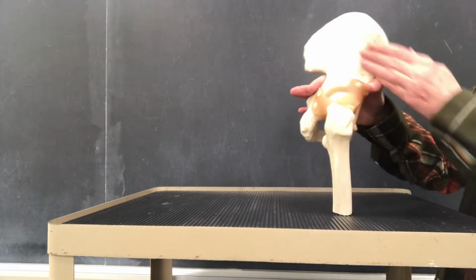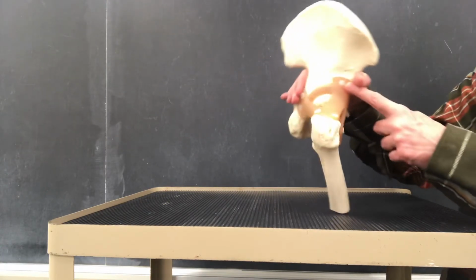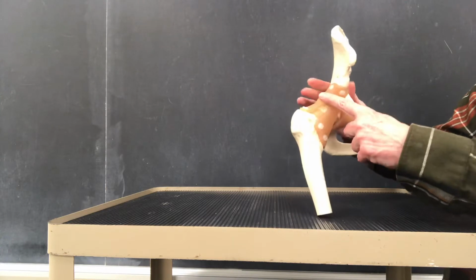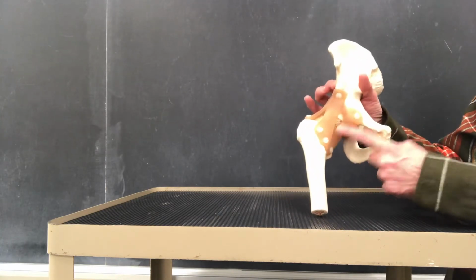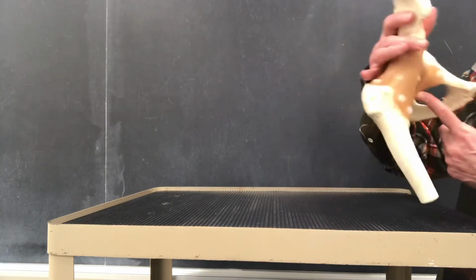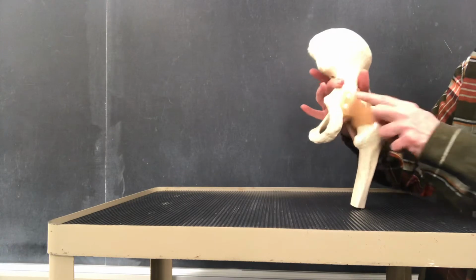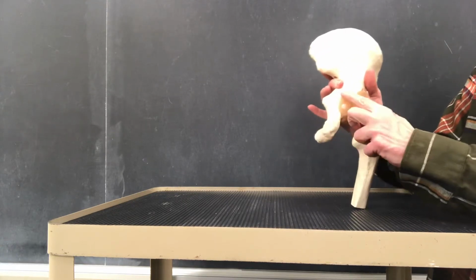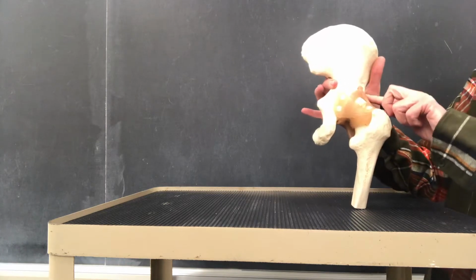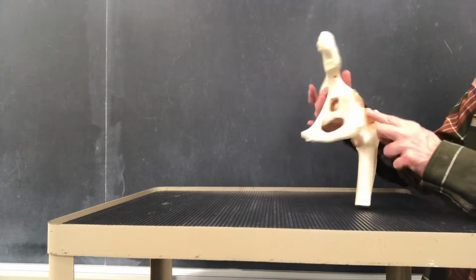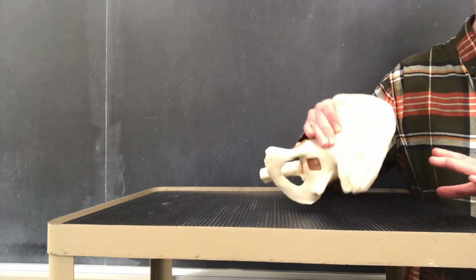So if this is the ilium, this is the iliofemoral ligament. It goes from the ilium to the femur. Then in the front here we have the pubis. Here is the pubofemoral ligament going from the pubis to the femur. And then on this side we have the ischium, and we have the ischiofemoral ligament. So iliofemoral, ischiofemoral, and pubofemoral in the front. Those are the ligaments of the hip.